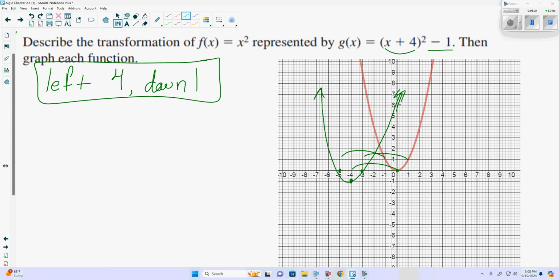And our new graph would look something like this. Because again, we're moving every point on that graph left 4 and down 1. So again, these transformations give us a good idea and understanding of how the graph will look after the transformation is applied. Questions on this here? We ready for the next one?